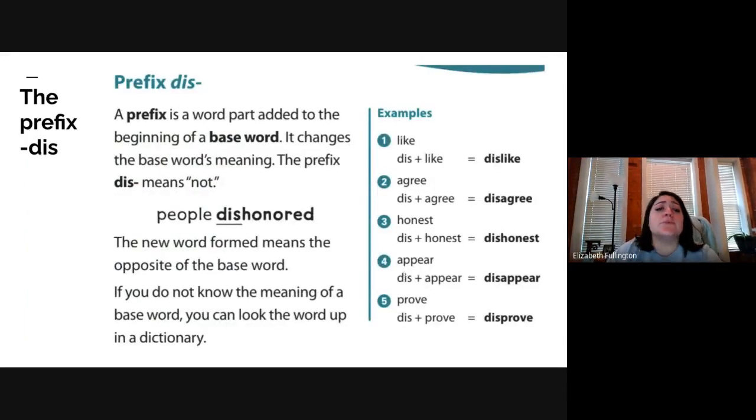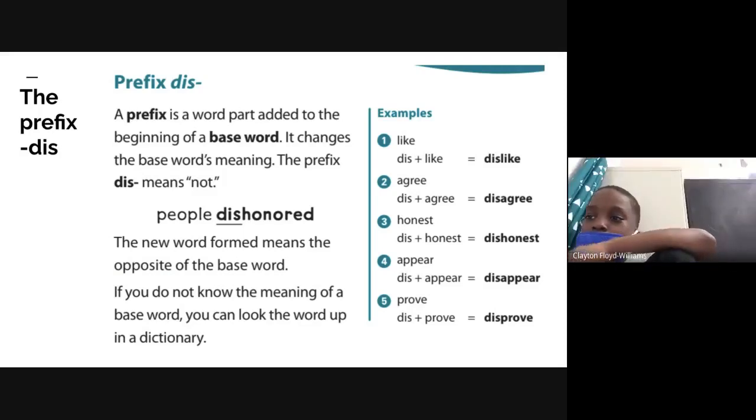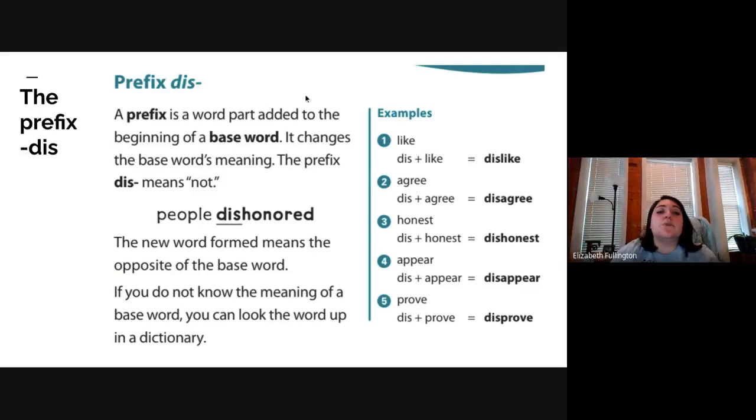And so we are doing the prefix dis. Prefix dis means not. What does prefix dis mean? Not. Good job. It says here, a prefix is a word part added to the beginning of a base word, and it changes the base word's meaning. So the prefix dis means not. People dishonored: if they are dishonored, they are not honoring a certain person, right? Or something. The new word formed means the opposite of the base word.